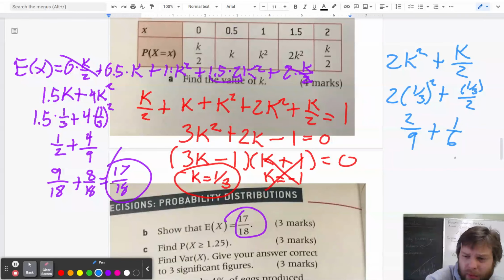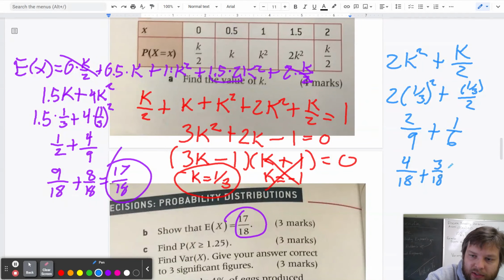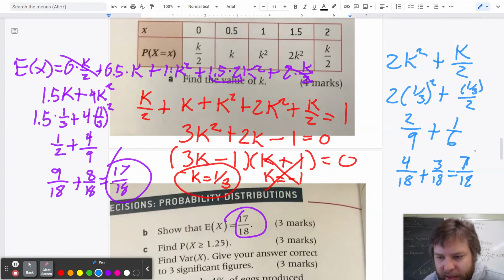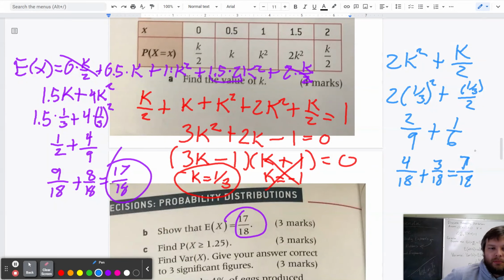And again, I think we need to go to 18ths. So 4/18 plus 3/18 makes 7. That's a weird 7. 7/18. There we go. Then the last one, find the variance of x. And I've got that formula written on the board, actually. The variance here, you can do the expectation of x minus mu squared, or you can do the expectation of x squared minus mu squared.